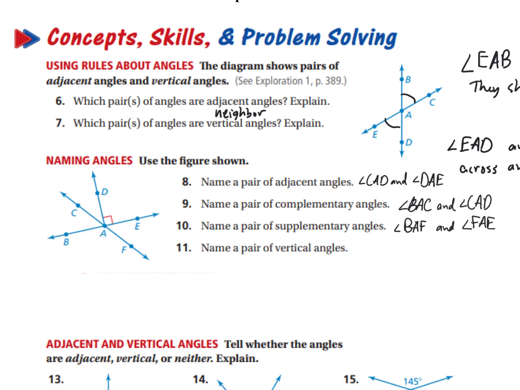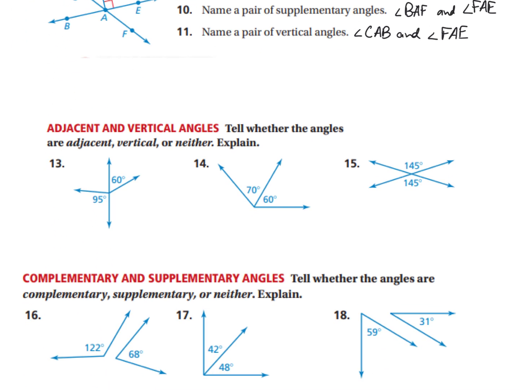Alright. Finally, vertical. Again, we're looking for any two angles that are kind of made from two intersecting lines. So I see this angle here, CAB. And across and equal to it would be FAE. Those would be vertical angles.